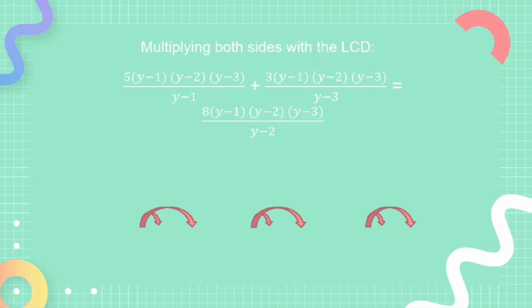For 5 over y minus 1, we'd only be able to cancel y minus 1, so we'd have the result of y minus 2, y minus 3. For 3 over y minus 3, we'd only be able to cancel y minus 3, so we'd have the result of 5, y minus 1, y minus 2. Onto the other side, 8 over y minus 2, we'd only be able to cancel y minus 2, so we'd have the result 8, y minus 1, y minus 3. Our equation will now look like this.